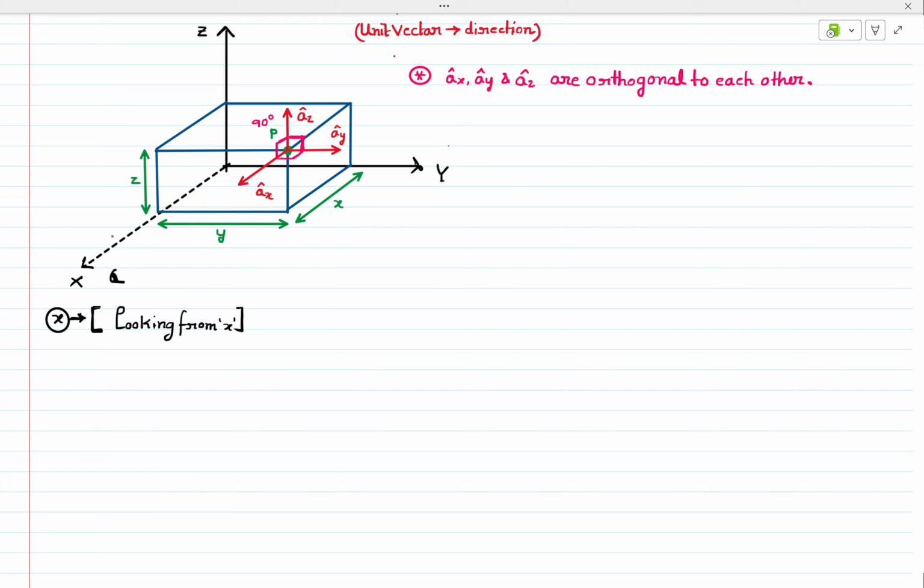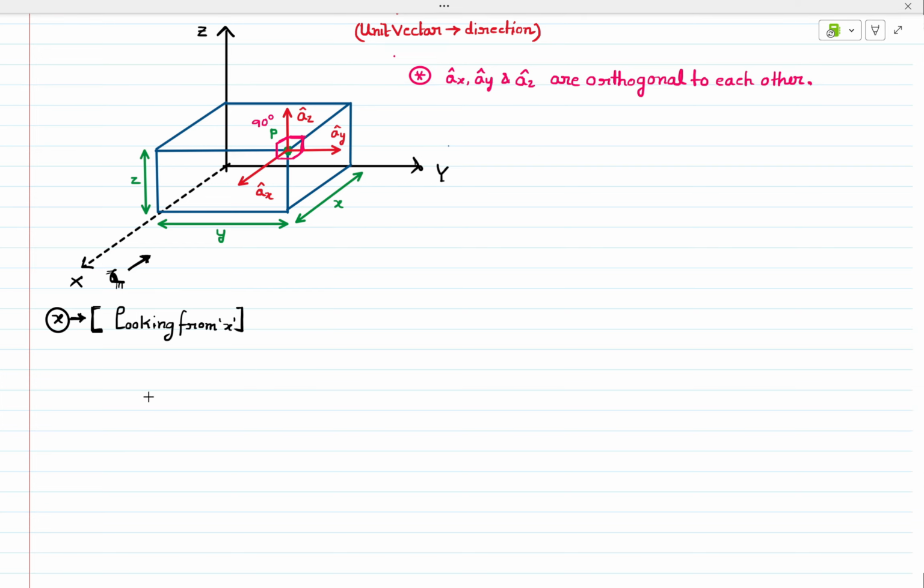Now if I look from the x direction towards this slab or this block, what will I see? I will only see this YZ plane over here. When I look from the x direction towards the block, I will see the YZ plane of this block, right? Don't worry, I will draw this YZ plane again over here.